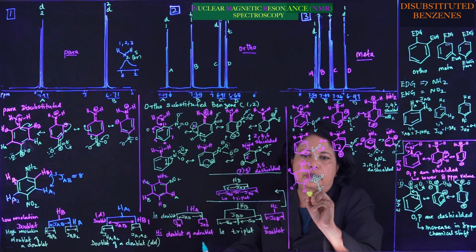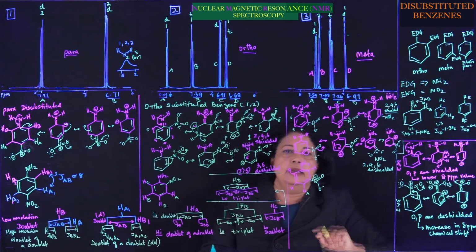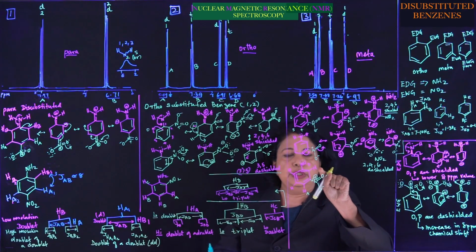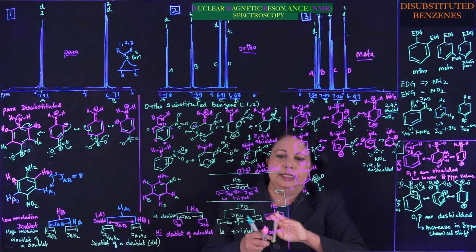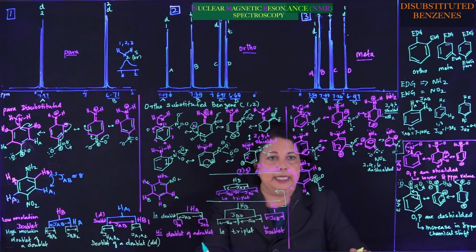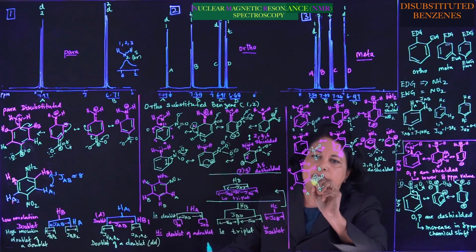And so here, this is going to be your HA. Now over here, this is also ortho to the nitro, so you would expect that this would also have a similar de-shielding. Therefore, you would have that as your B. So that's your A and B. This is your electron withdrawing group.